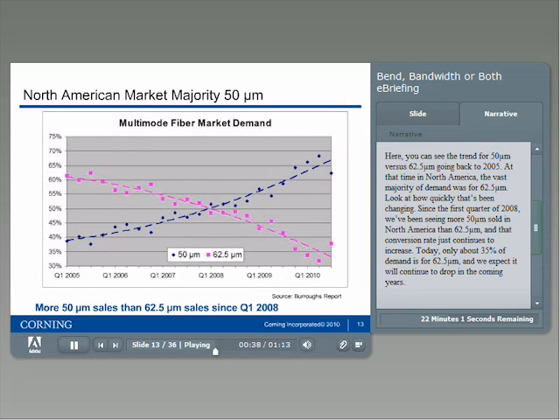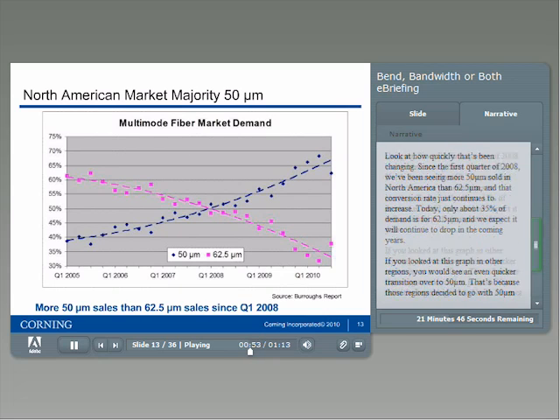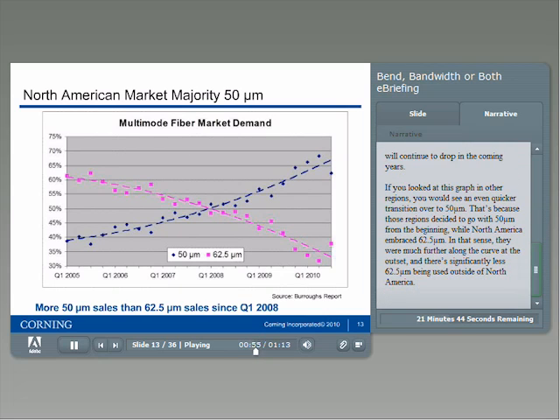Since the first quarter of 2008, we've been seeing more 50 micron sold in North America than 62.5 micron, and that conversion rate just continues to increase. Today, only about 35% of demand is for 62.5 micron, and we expect it will continue to drop in the coming years. If you looked at this graph in other regions, you would see an even quicker transition over to 50 micron. That's because those regions decided to go with 50 micron from the beginning, while North America embraced 62.5 micron. In that sense, they were much further along the curve at the outset, and there's significantly less 62.5 micron being used outside of North America.